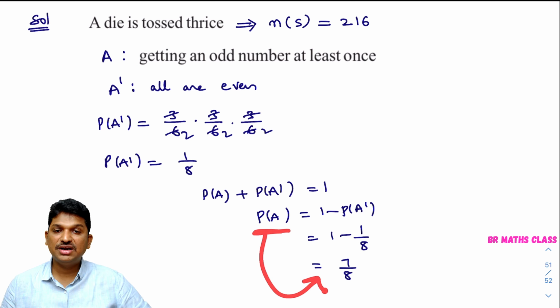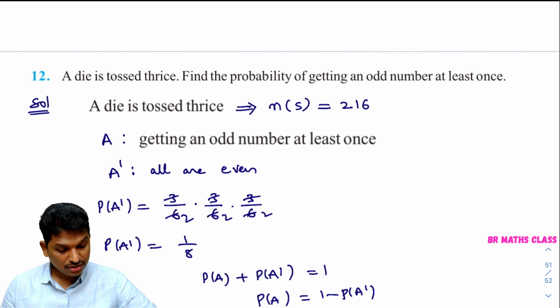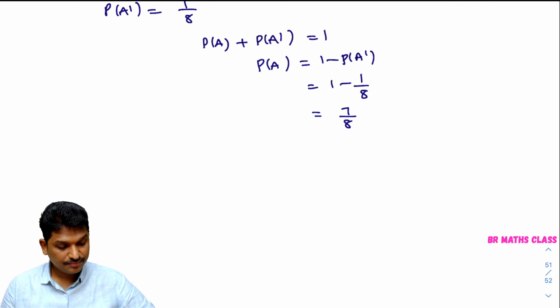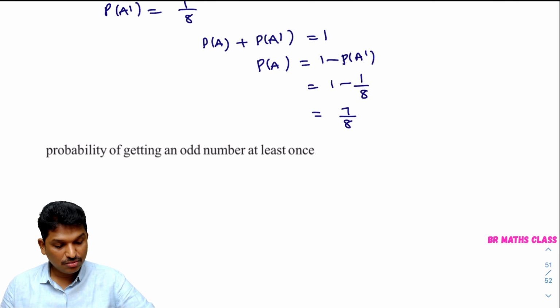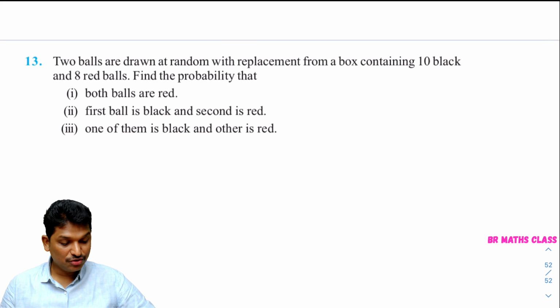I hope you are understanding. So the probability of getting odd number at least once is 7 by 8. You can conclude that. The probability of getting odd number at least once equal to 7 by 8. Okay, right. Now we'll move to next question.